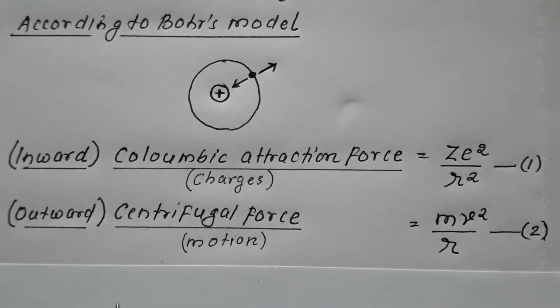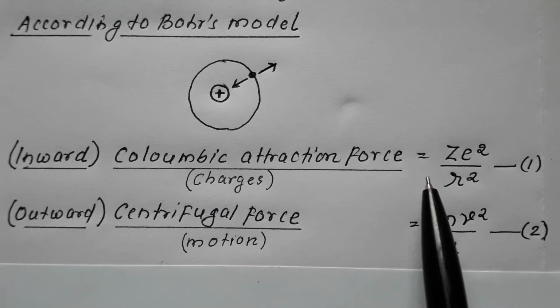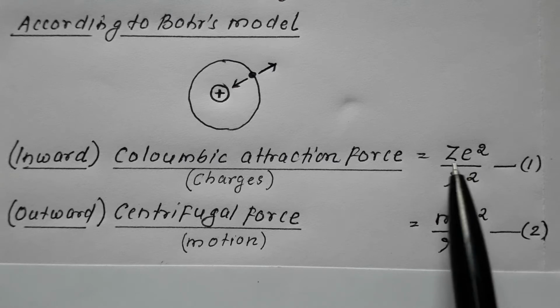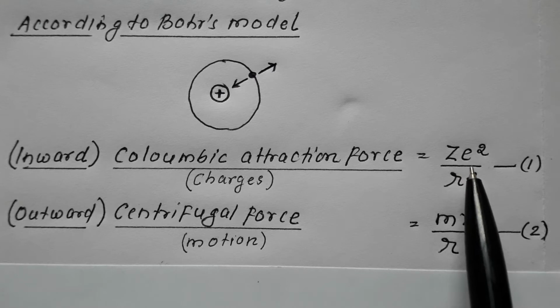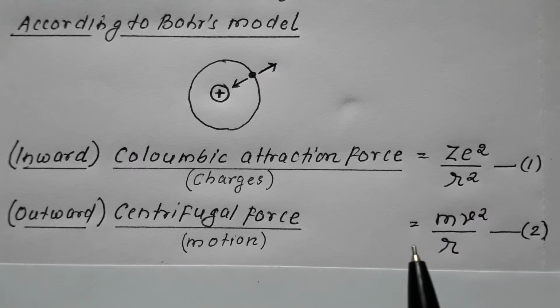This force working inward is equal to Ze square upon r square, where Z is the atomic number, e is the charge on the particle and r is the radius of the orbit.